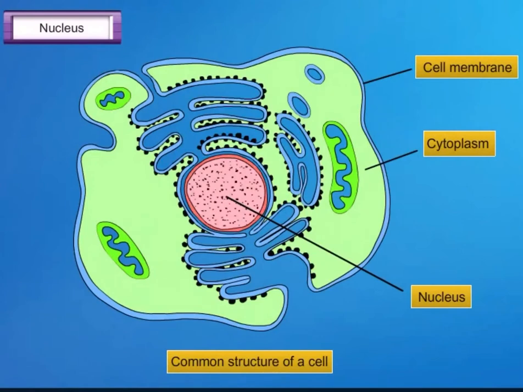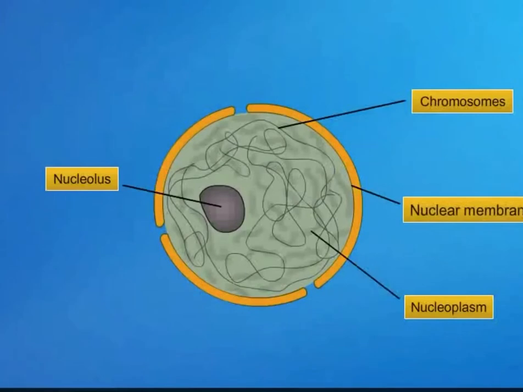Nucleus. It is an oval shaped body floating in a cytoplasm. It is surrounded by a thin membrane called nuclear membrane. In animal cells, the nucleus is present at the center of the cell. The nucleus controls vital functions of the cell. The nucleus consists of following four parts.